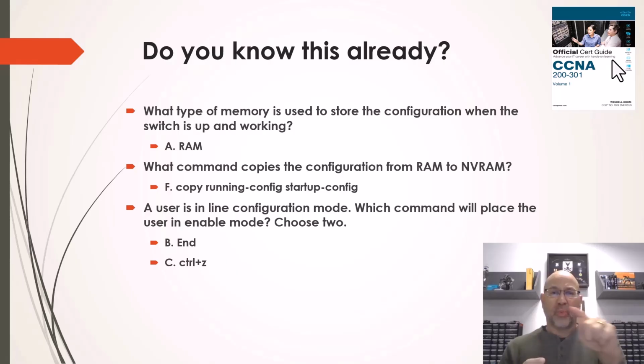Exit just moves you up one level, and I'll show you exactly what that means later on. But there are two ways to get you all the way out to just enable, and that is the end command or Control Z. So it turns out that there are a lot of Control plus a letter options that will get you around or allow you to navigate a little bit.